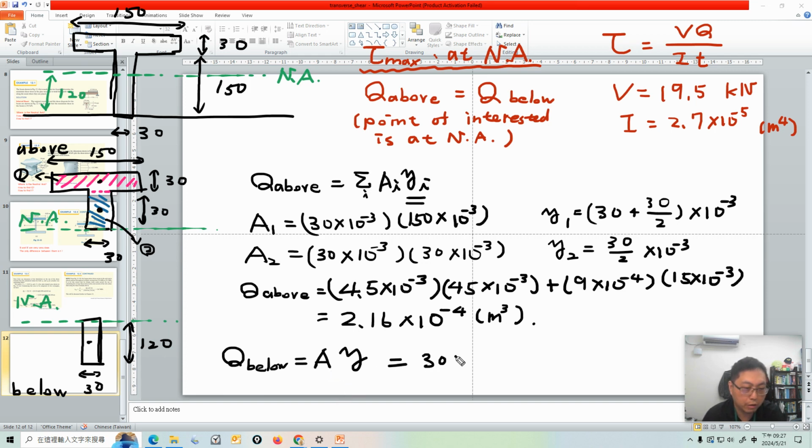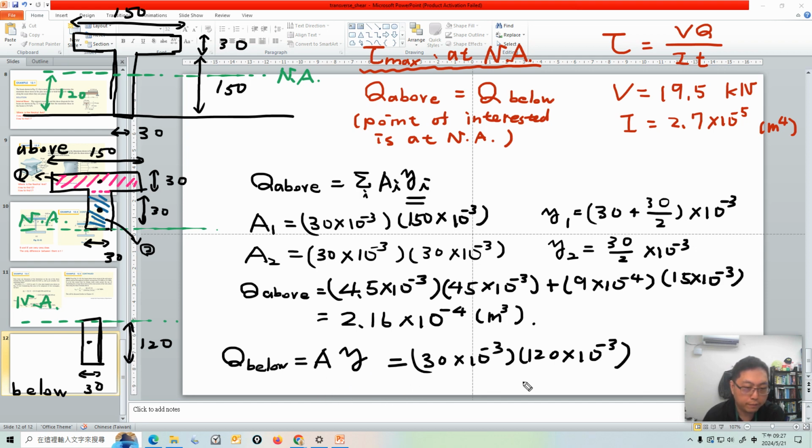It is 13 times 10 to the power minus 3 times 120 times 10 to the power minus 3. Because this distance is just the position of the neutral axis, 120 millimeter. We already calculated the neutral axis in the previous video, so I don't want to calculate it again.